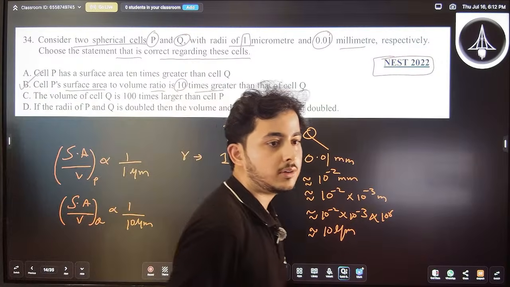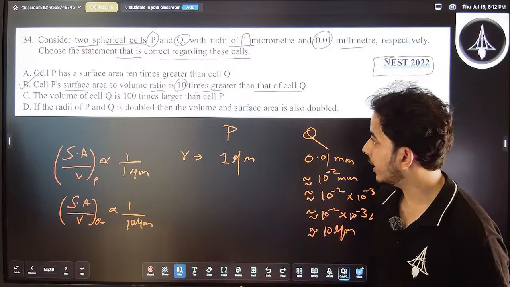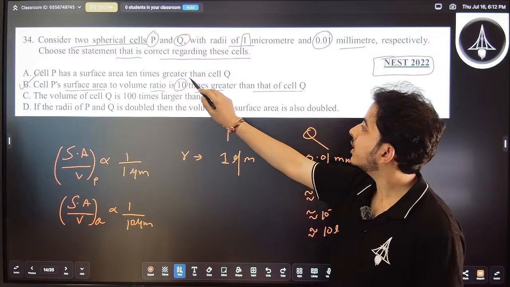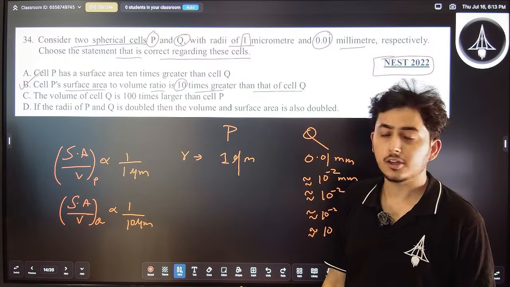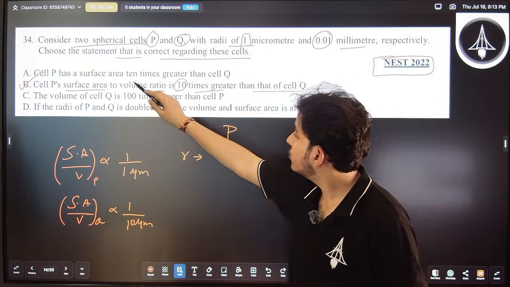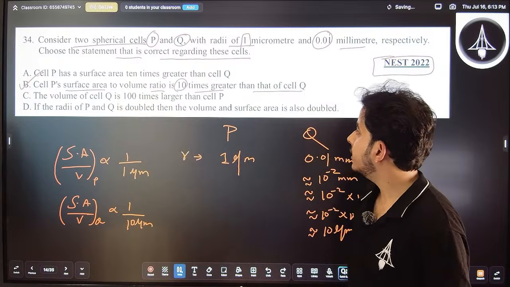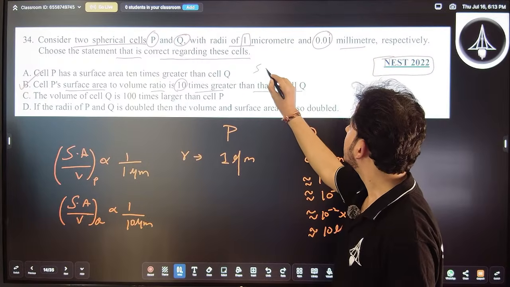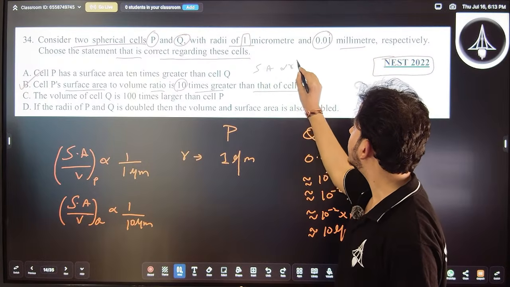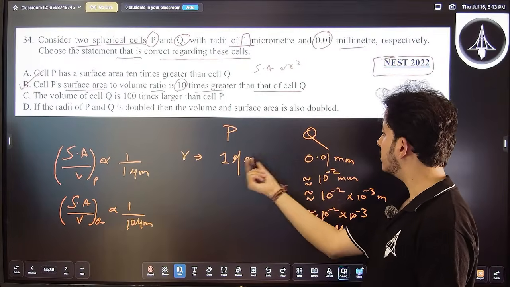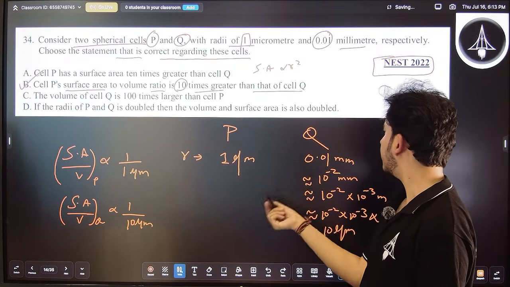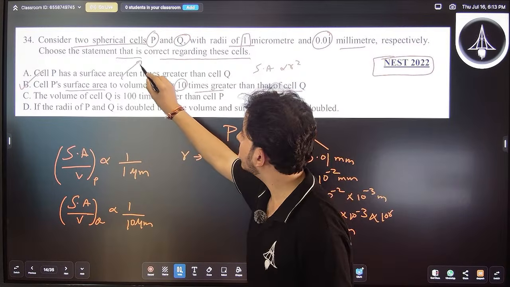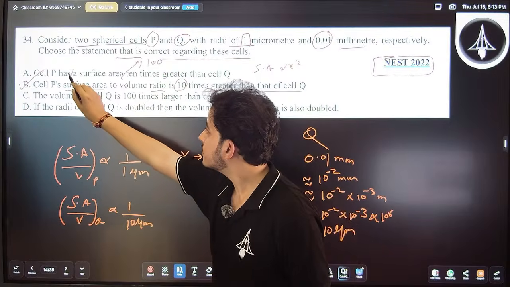So all the people who have answered option B, they are right. And if you see this, cell P has a surface area 10 times greater than cell Q, right? If you see only the surface area, then this is not 10 times, because surface area is dependent on R squared. So if Q has 10 times more radius as compared to P, then the surface area will be higher by a factor of 100 and not 10. So this is a wrong option.